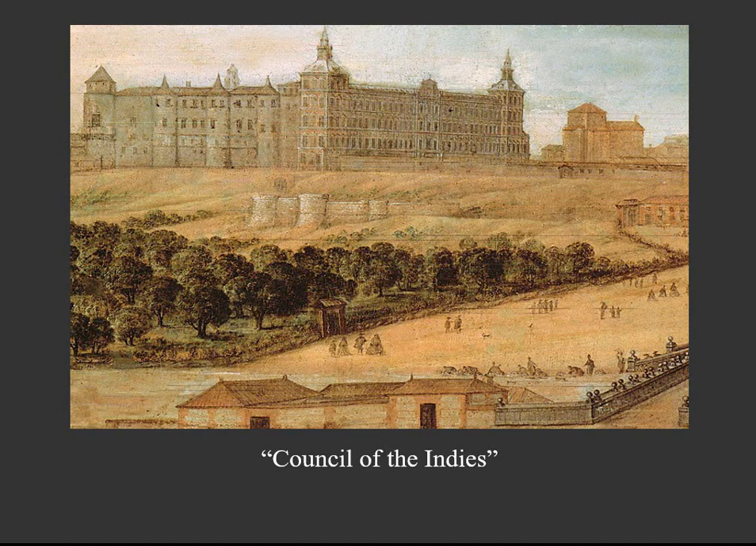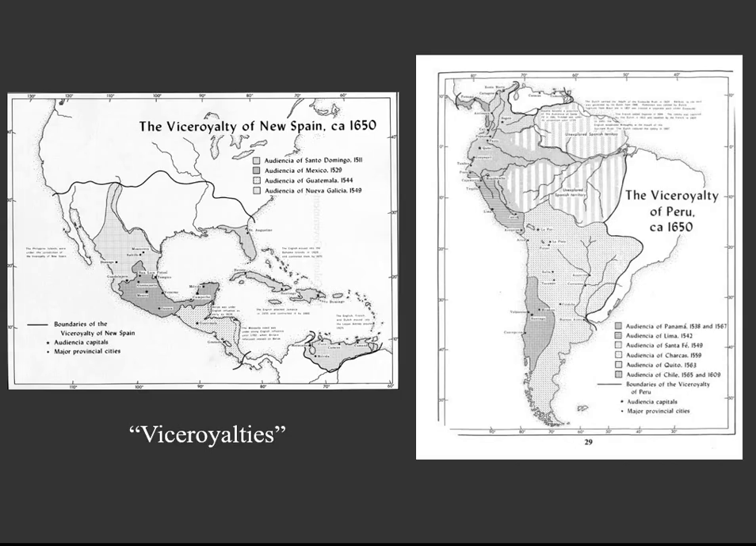a council that is based in Spain itself, writing and enforcing laws and sending messages to the Americas to be enforced. Another thing that the Spanish do to try to control the colonies is create what they call viceroyalties. These are giant territorial definitions. The viceroyalty is the highest level of the administration. It's a gigantic piece of land.